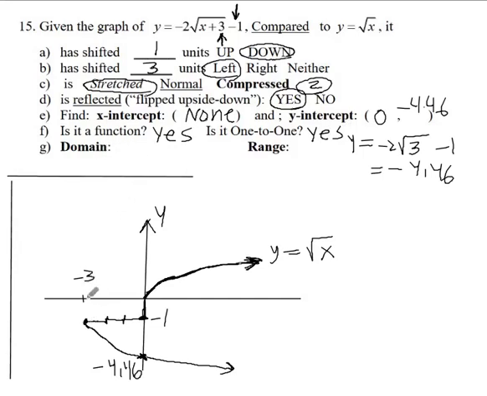So the domain would be all the values from -3, I'm going to include -3, and all the way to infinity. And the range would be all the values from -infinity all the way up to this point here, -1. So we can write it as all the numbers from -infinity to -1. That would be your range.